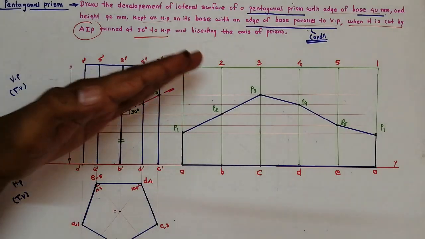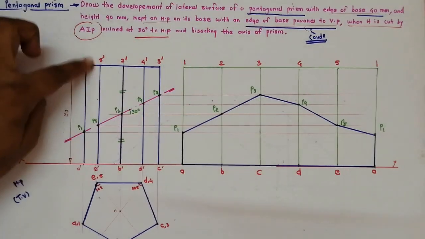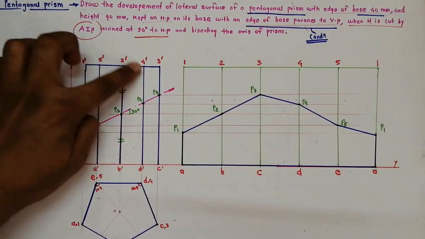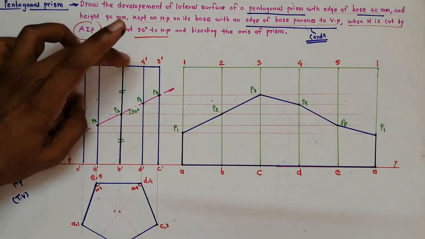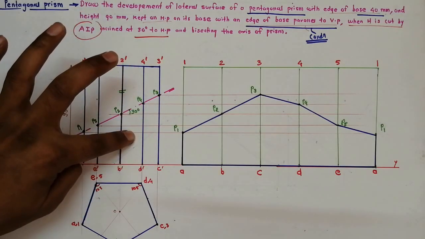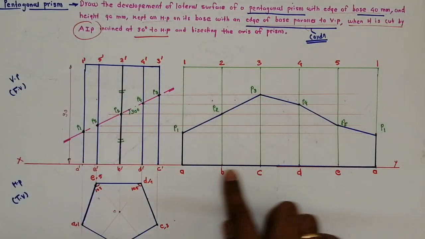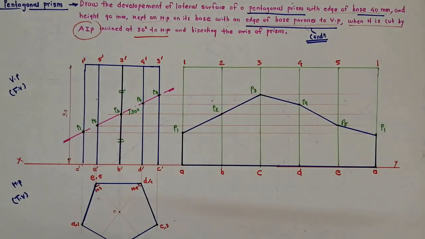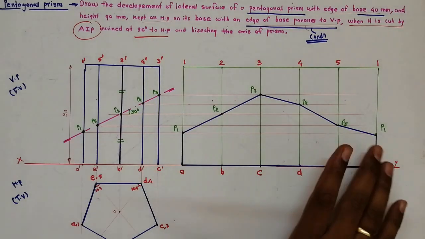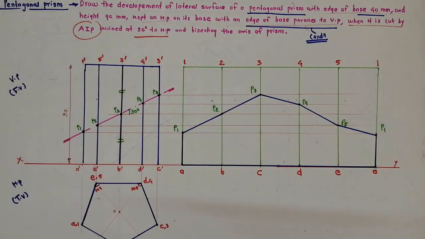The upper part, this part gets removed because of this cutting plane, so you have to show this upper part of this pentagonal prism in faint construction, while the bottom part is with dark construction. Similarly here, only this part is dark and the remaining part is faint. So this is the development for this pentagonal prism. I hope you understand this problem. This is similar to the previous problem we solved in the case of the cylinder.